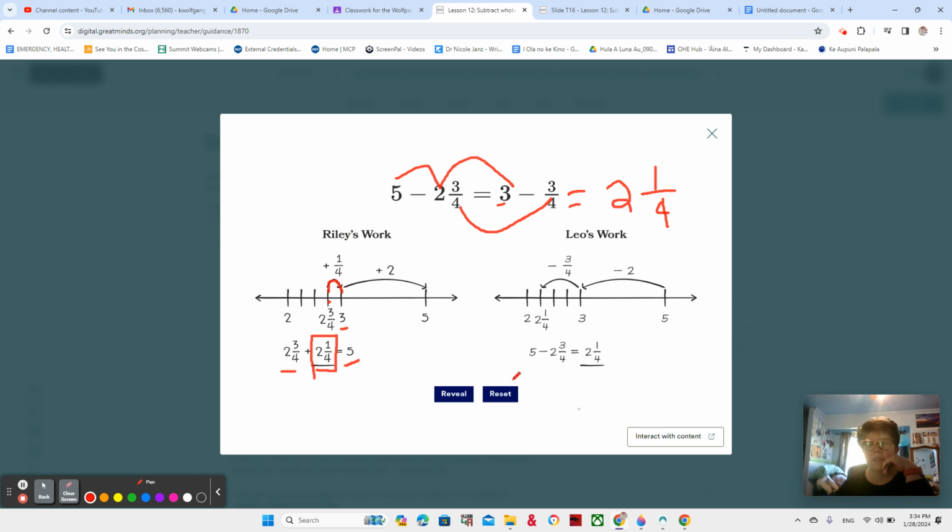Okay, let's see what Leo did. Leo said 5 minus 2 3/4. So he did 5 minus 2 and then 3 minus 3/4. Kind of what we did, but he did a number line instead of the blocks. And we both got the same answer of 2 1/4. Now you might notice this answer is kind of in the middle, but that's because Riley did the adding on method.